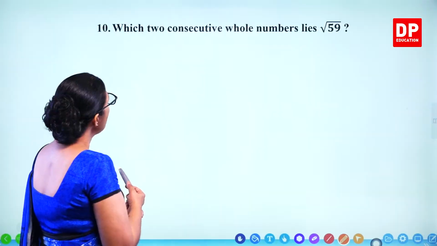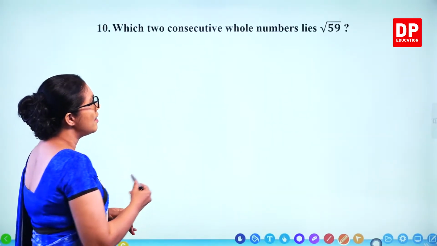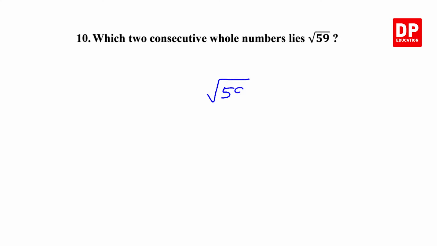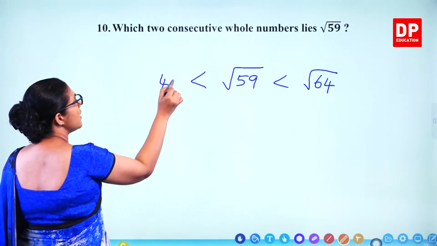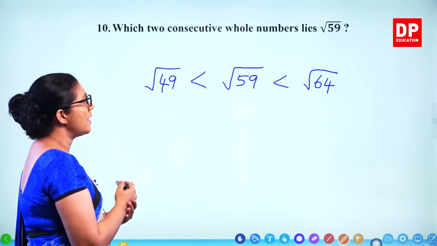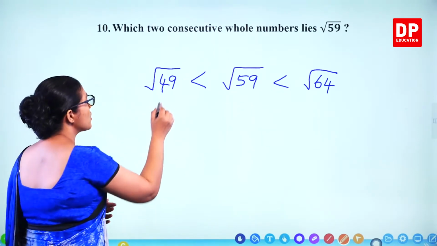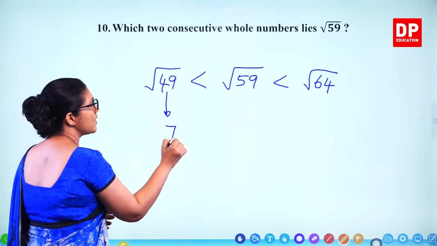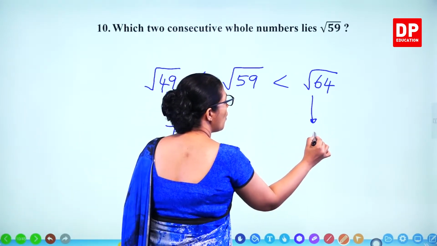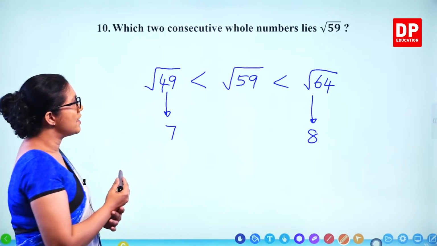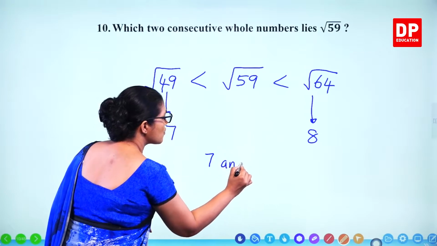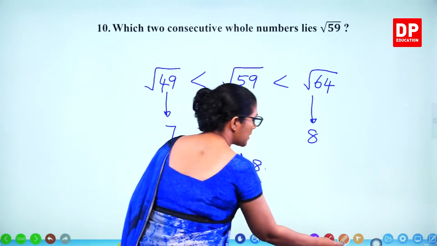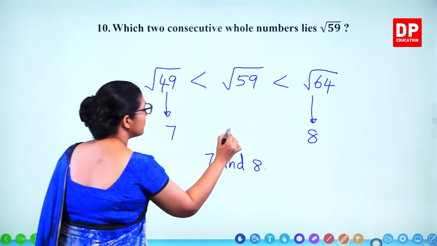Question number 10. Which two consecutive whole numbers lies root 59? What are the square numbers? Here 49 is a square number, and 64. When you take the square root, 49 is 7. What's the square root of 64? That's 8. So root 59 lies in between 7 and 8. So 7 and 8. You get 2 marks.